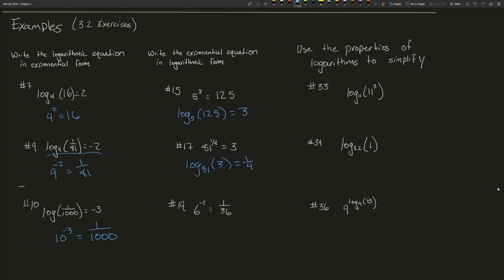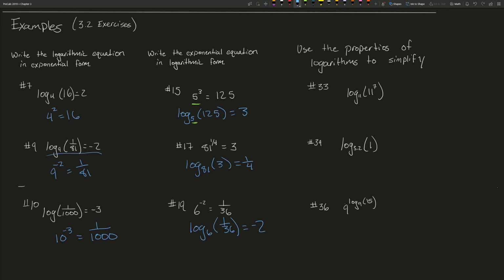Number 19 says 6 to the power of negative 2 is equal to 1 over 36, which again we can rewrite as log base 6 of 1 over 36 is equal to negative 2. Keep in mind while you are doing these that the base in exponential form is always the base in logarithmic form.